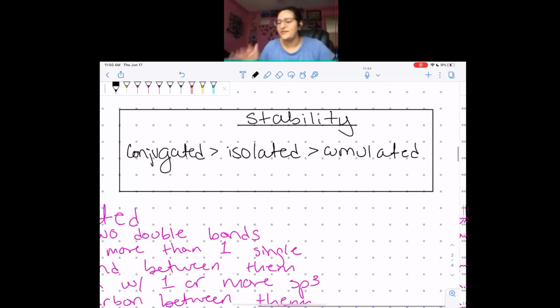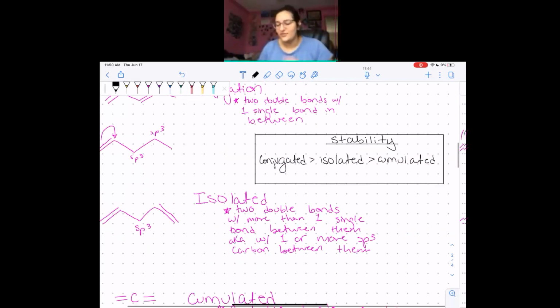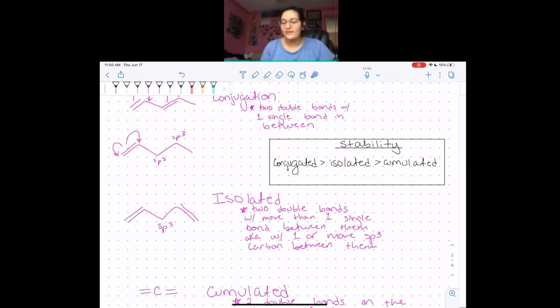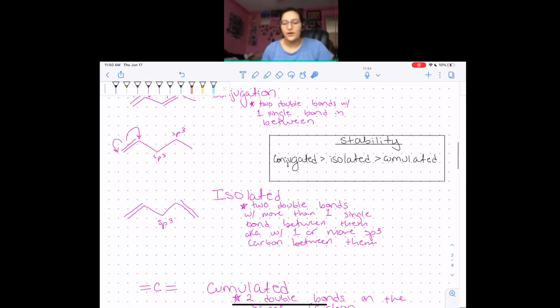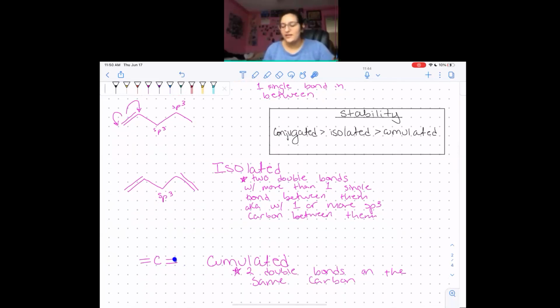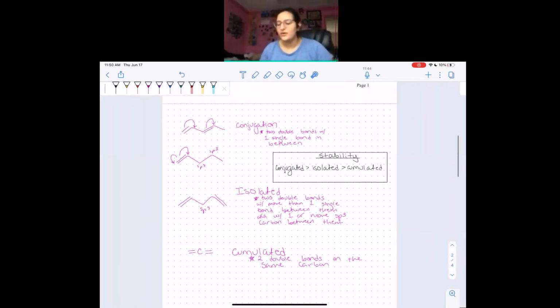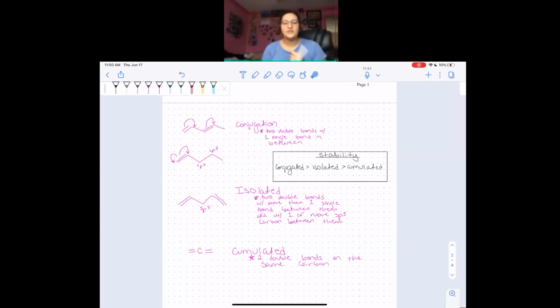If you want a scientific reason for that, basically, here we have resonance, so resonance is the best. Isolated is whatever, there's nothing special about it, they're just kind of far apart. And then cumulated, there's so much happening. There's so much attached to one single carbon that it's not stable. There's so much going on. We're not happy. So the order of stability goes conjugated, super stable, isolated, meh, cumulated, not stable.